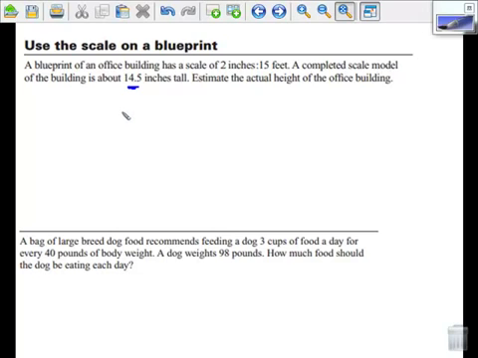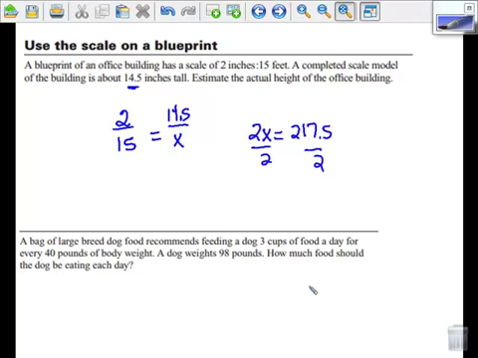So when you do a scale model, you set up the proportion. I have 2 inches to 15 feet. The rule here is if I put inches in the numerator and feet in the denominator, then for my other ratio I put inches in the numerator, and then my feet I'll just call x, that's in the denominator. So 2 times x is 2x. 15 times 14.5 is 217.5. Divide by 2, and I get 108 and 75 hundredths feet. Make sure that you label it feet. So inches to feet equals inches to feet.